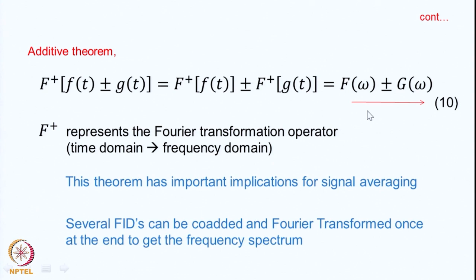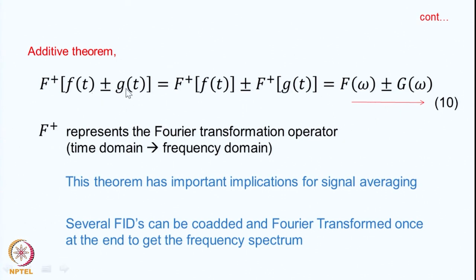Now, which is a more time consuming process? The Fourier transformation takes several seconds, whereas the data acquisition takes a few hundred milliseconds. Okay. If you have to do Fourier transform every time with the FID and then add in the frequency domain, it will be very, very time consuming. Of course, not as time consuming as slow pace, but nonetheless, it will take much more time than if you simply add in the time domain itself.